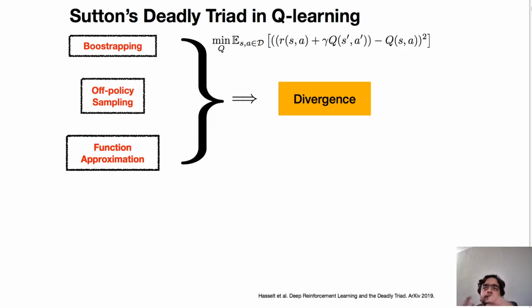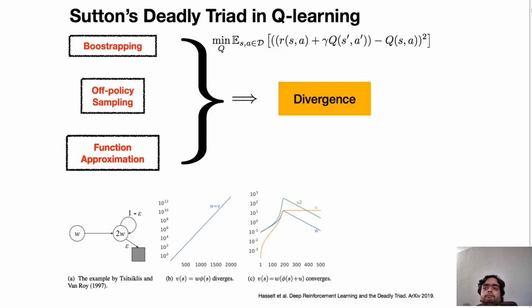So we'll talk about some of these issues in this lecture and how they manifest in practice, especially with deep neural network function approximators. But before that, let's look at a simple example where this deadly triad actually comes into play.